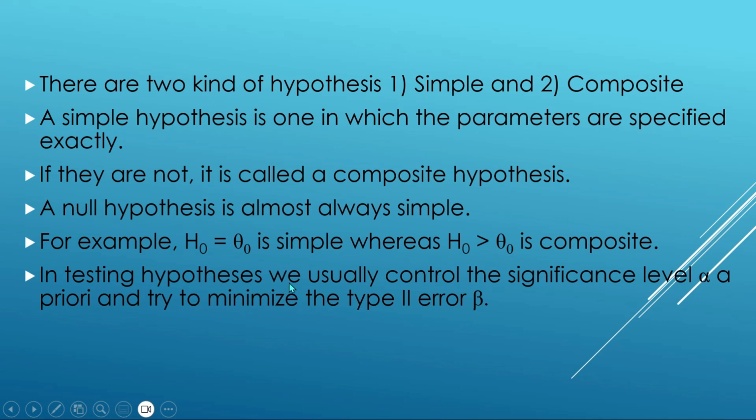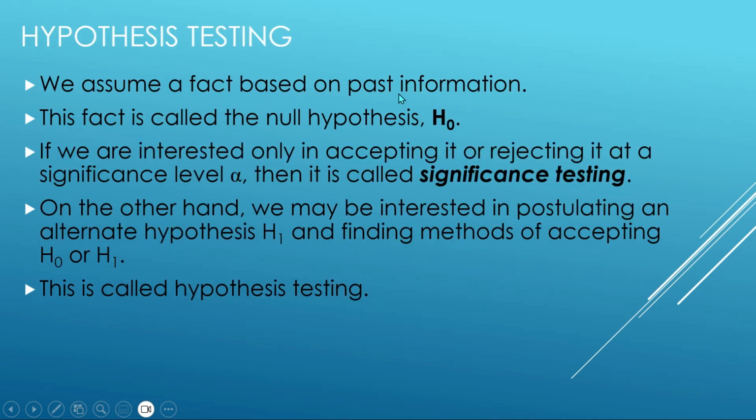In testing hypotheses, we usually control the significance level alpha a priori and try to minimize type 2 error beta. We assume a fact based on past information. This fact is called the null hypothesis. Based on whatever information we already have with us, we make a hypothesis, and that hypothesis is called the null hypothesis. If we are interested only in accepting it or rejecting it at a significance level alpha, then it is called significance testing. Here we are accepting or rejecting the hypothesis based on the significance level only.